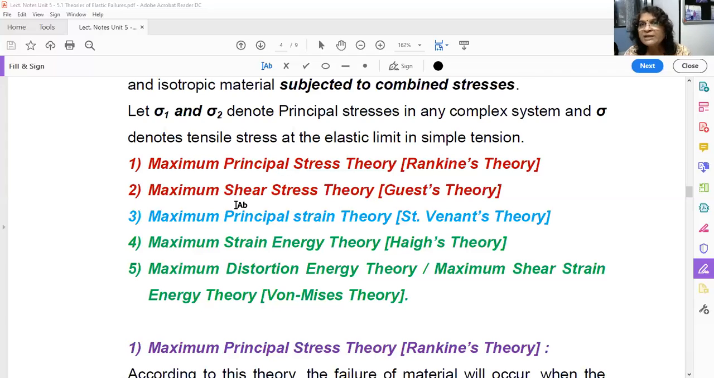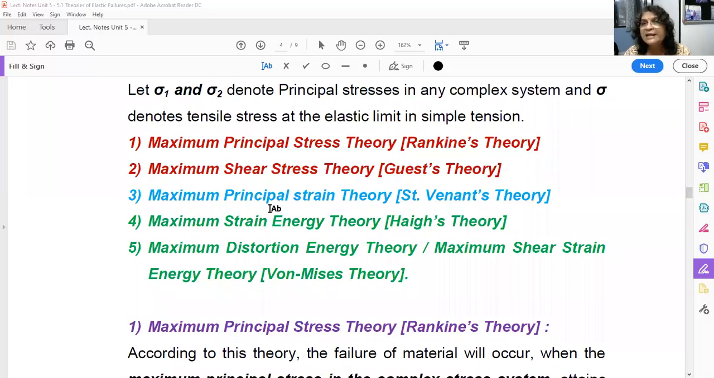The second theory is maximum shear stress theory. In this theory, it is assumed that the failure in the complex loading system occurs due to maximum shear stress. This is also known as Guest's theory. Now, these two theories are based on stresses. The third theory is based on the strain. It is assumed that the failure in the complex loading system occurs due to maximum principal strain, not stress. So the name is maximum principal strain theory. It is also known as Saint Venant's theory. There is only one theory which is based on strain.